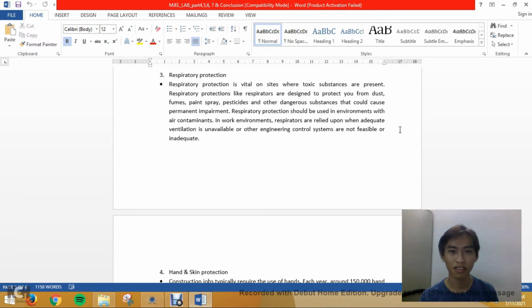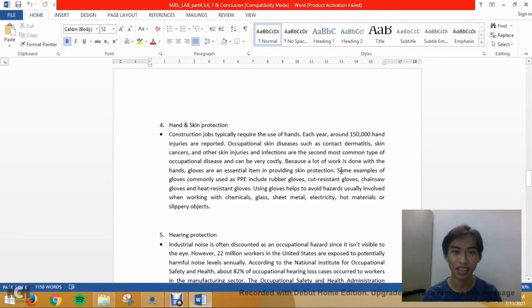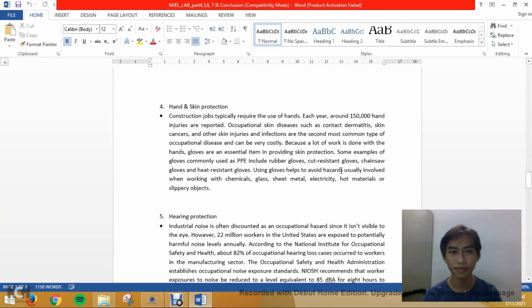So in the work environment, respirators are relied upon when adequate ventilation is unavailable or other engineering control systems are not feasible or inadequate. The next is hand and skin protection. Construction jobs typically require the use of hands. So each year around 100,000 hand injuries are reported.